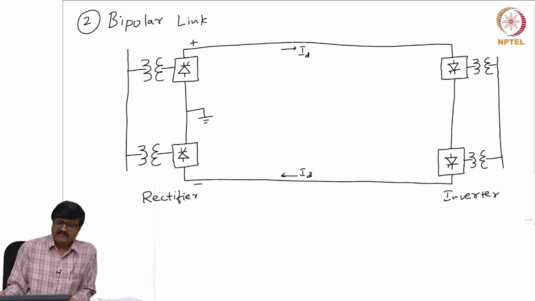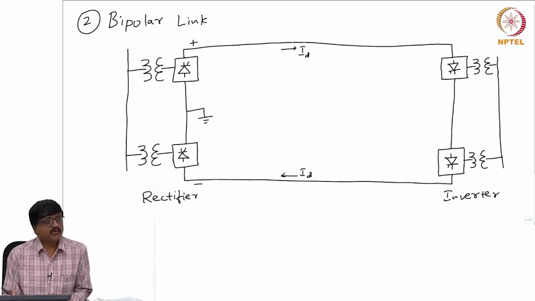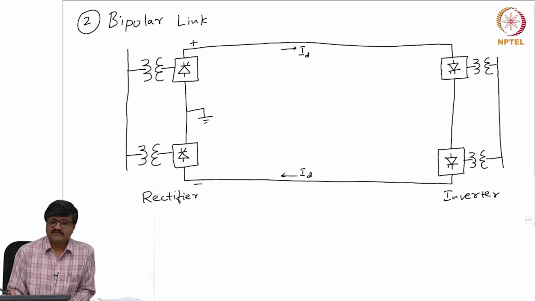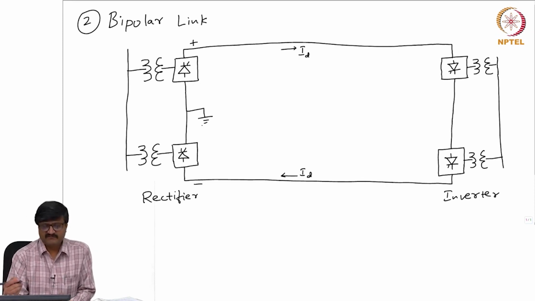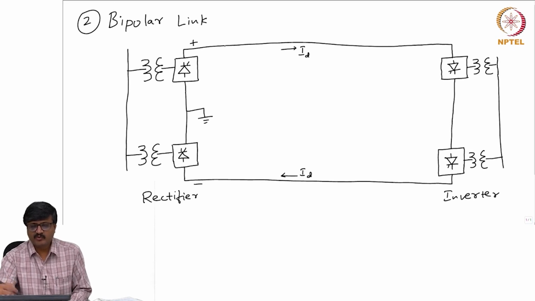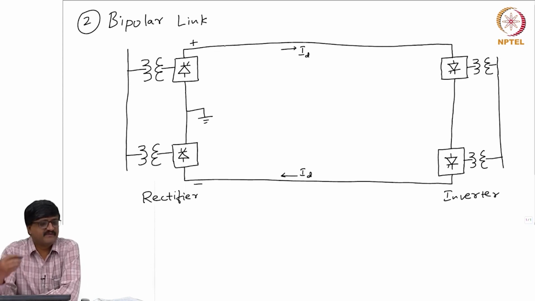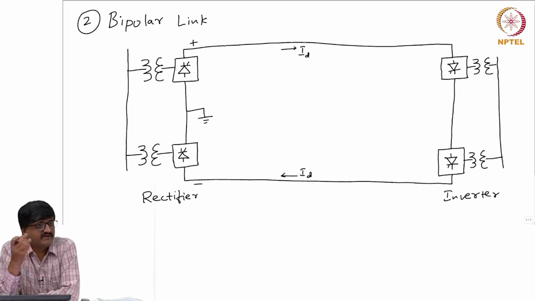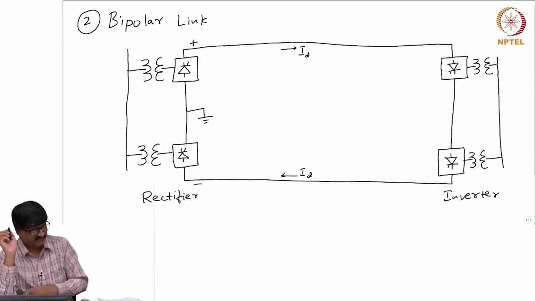So, at each side we have two 12 pulse converters, and there is a midpoint on the DC side which is grounded. Okay. So, please note we need grounding so that the two conductors are at the same magnitude of the potential with respect to ground. One is positive, other is negative, but the magnitude of the voltage between any of the conductor and ground is same, whether it is positive or negative. Okay. So, that is the idea.